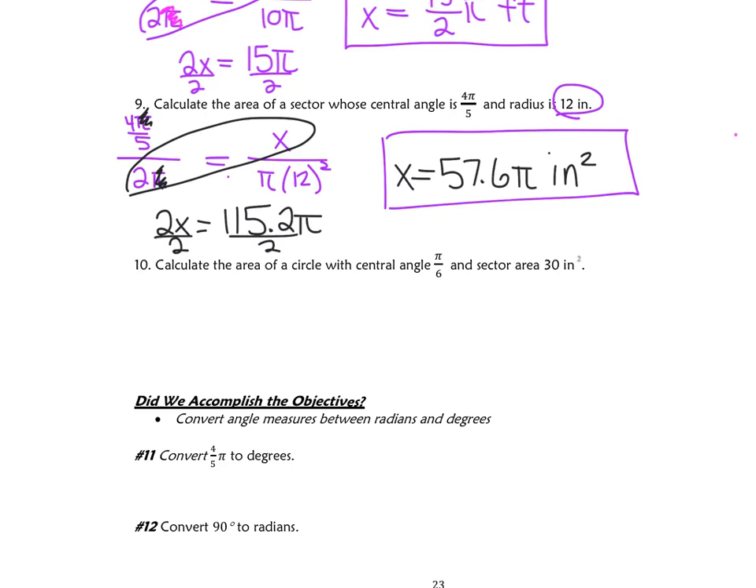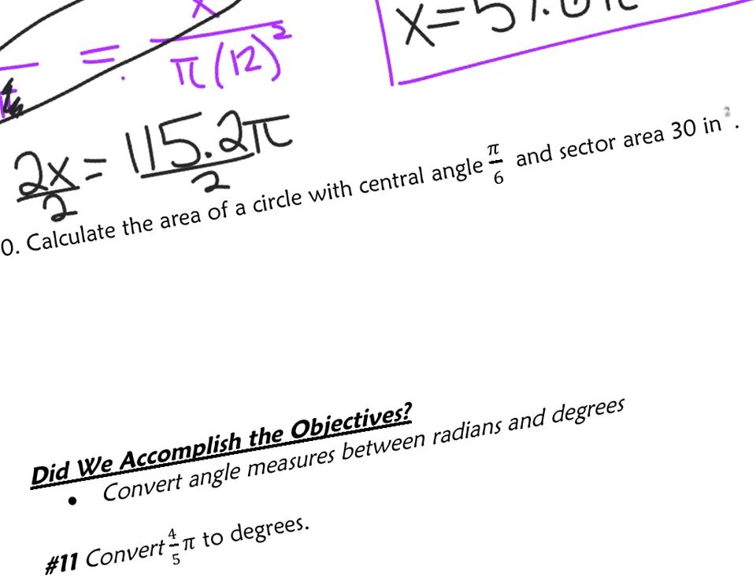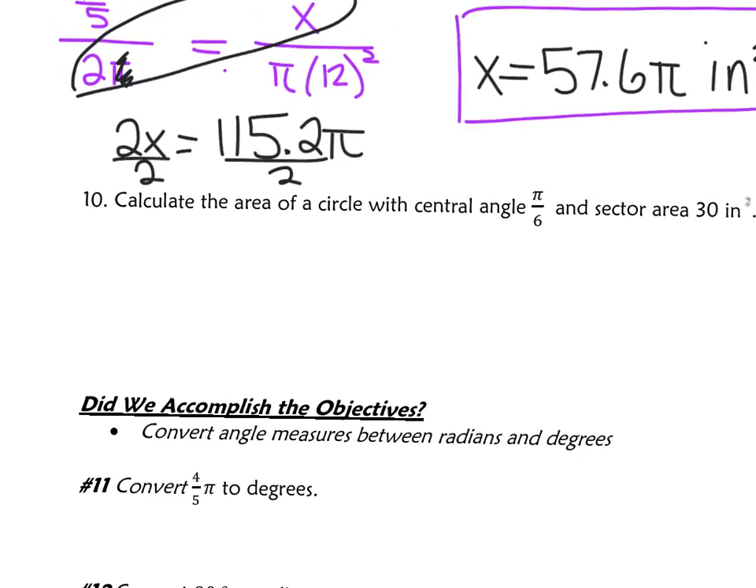All right, that brings us to our last problem, number 10. It says calculate the area of a circle with central angle pi over 6 and the sector area is 30. So we will write our proportion again. Equal sign. Pi over 6 is the central angle. Because it's in radians, we put it over 2 pi. This is going to equal 30 inches squared over the area of the circle, so I'll just put a big capital A there.